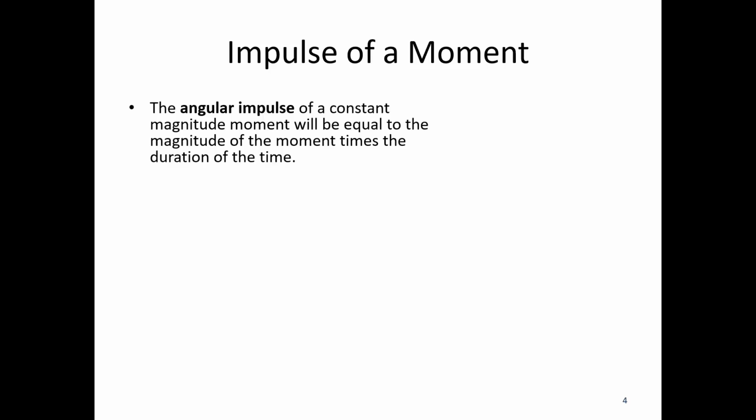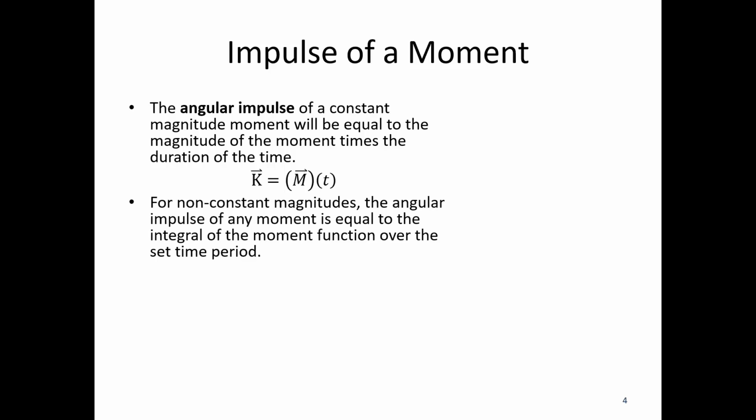All right, so the impulse of a moment. Let's modify this to deal with torques or moments. So the angular impulse of a constant magnitude moment will simply be equal to the magnitude of the moment times the duration of time. So capital K, which is the variable we use for the angular impulse, is going to be the moment times the time.